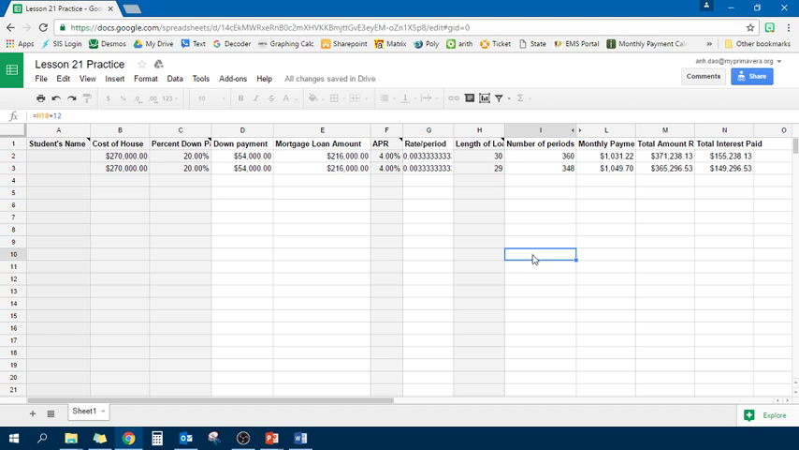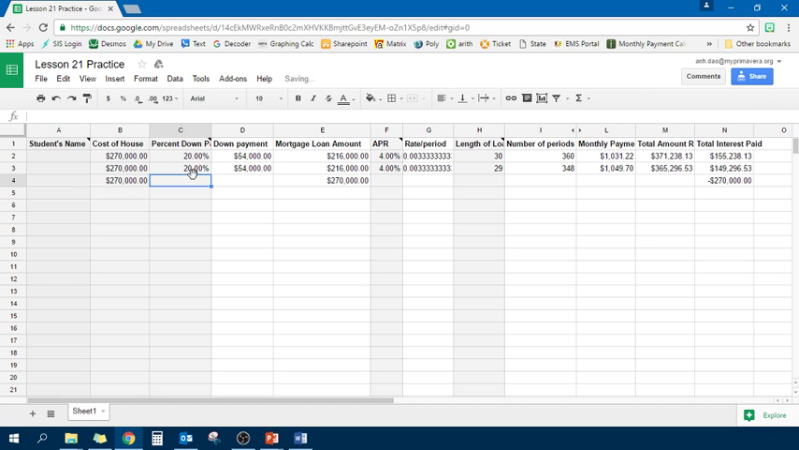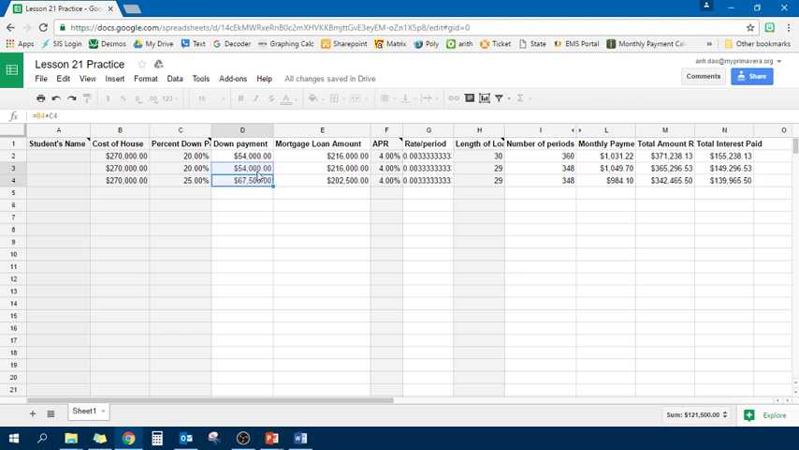Again, I do want you to play around with it and see what difference it makes if you were to, for example, increase your down payment to 25% instead of 20%. How does that make a huge difference? If you look, you're putting down an extra $13,500, but you're saving $10,000 in interest. So play around with those kinds of things just to give you an idea.